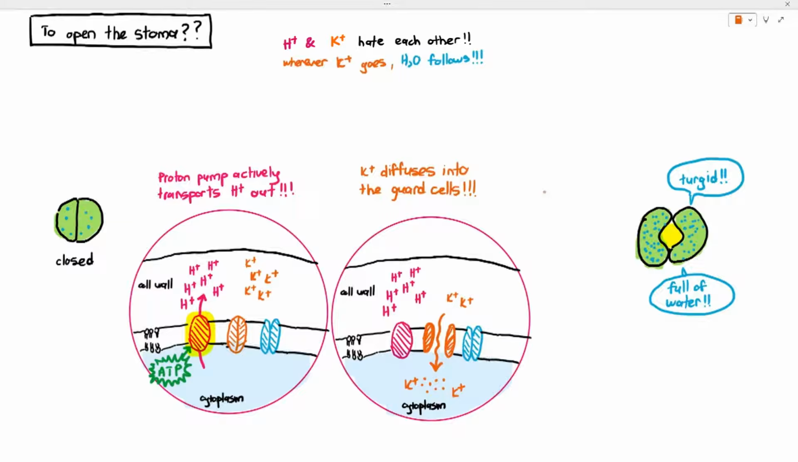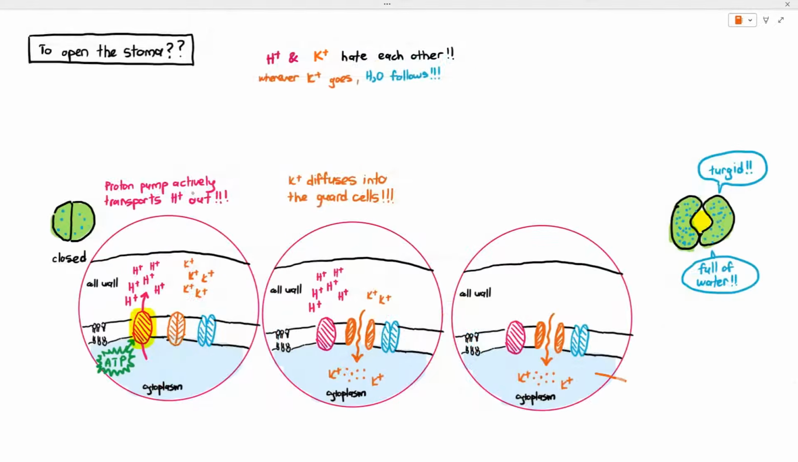Don't worry about it. But you just have to say potassium ion diffuses into the guard cells through facilitated diffusion. It uses the potassium ion channel. And I told you in the third statement, wherever potassium ion goes, water follows. Okay, you need to explain this a little bit.